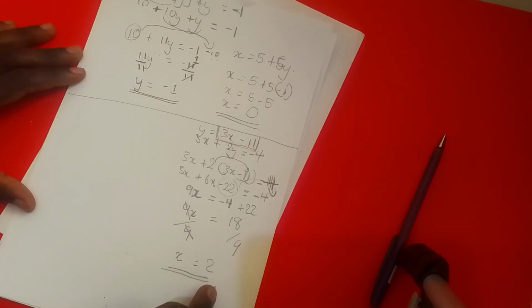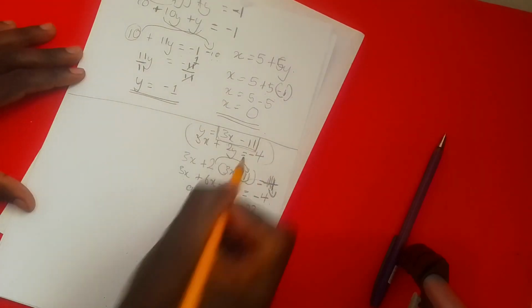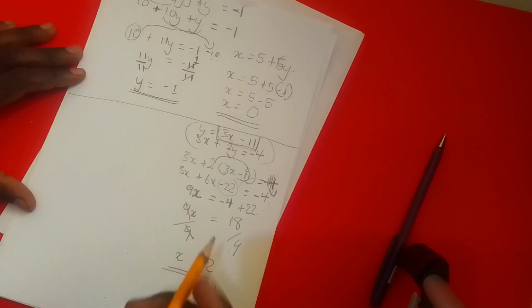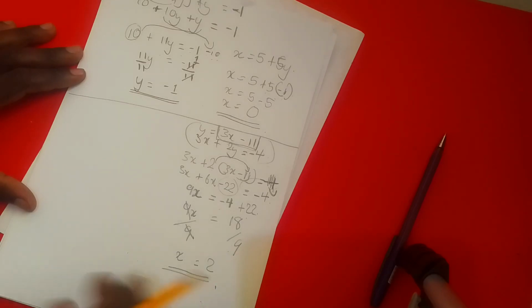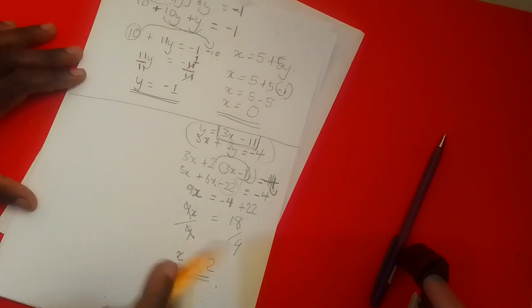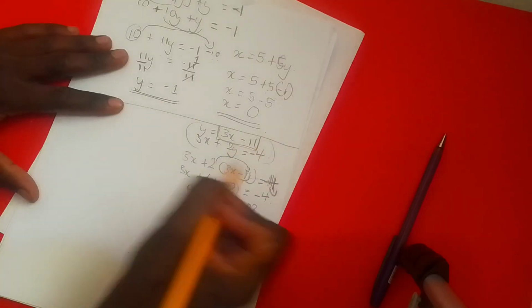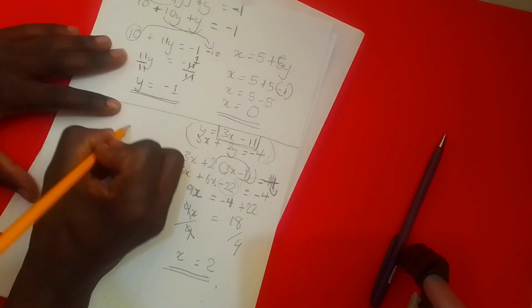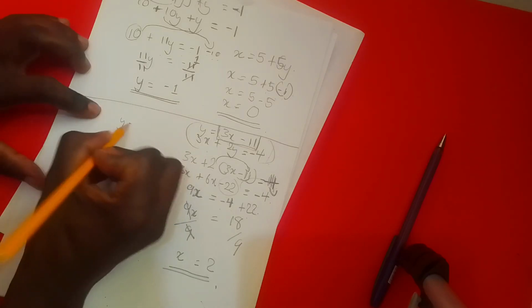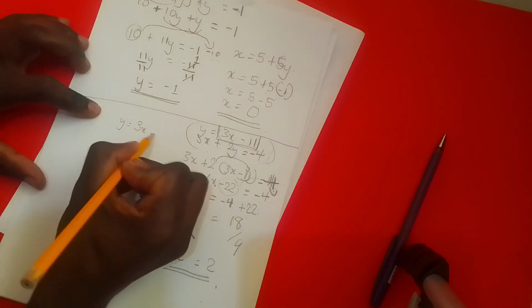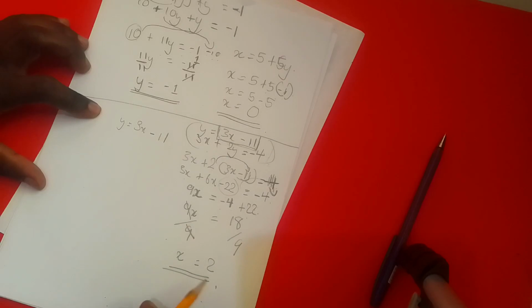But now we solve for y, since we are in simultaneous equations, we always have x and y. We always have two unknowns, two variables, right? So since y, according to the full question, y is equal to 3x minus 11, we are now going to substitute 2 everywhere there's an x in equation 1.